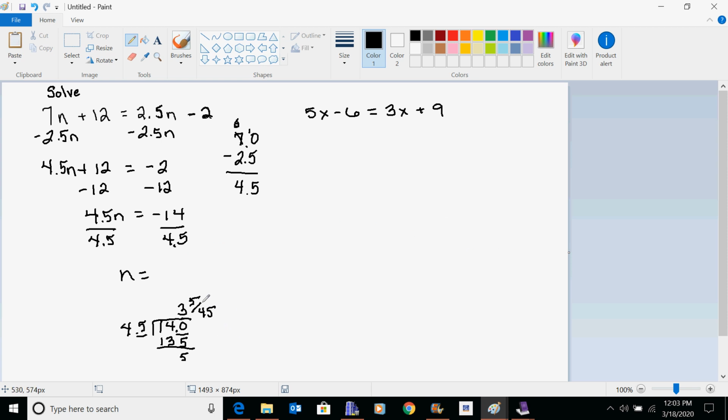It should be dawning on some of you that 5/45 can be reduced because both are divisible by 5. You do divide it by 5 and divide it by 5. So your final answer will be 3 and 1/9. And that will be your final answer for this.